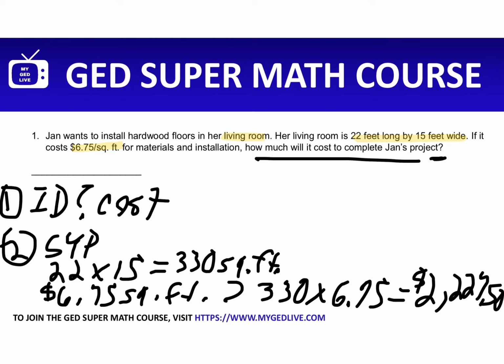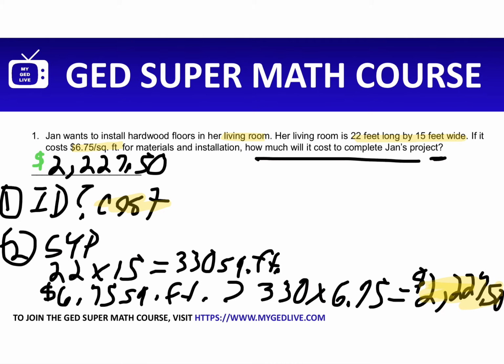Does that answer our question? Absolutely it does. So we're going to highlight that. That answers our question of the cost. And then we would simply come up here and put the answer there: $2,227.50 in order to install hardwood floors in her living room.